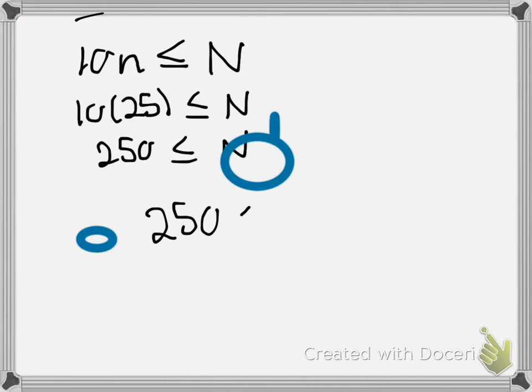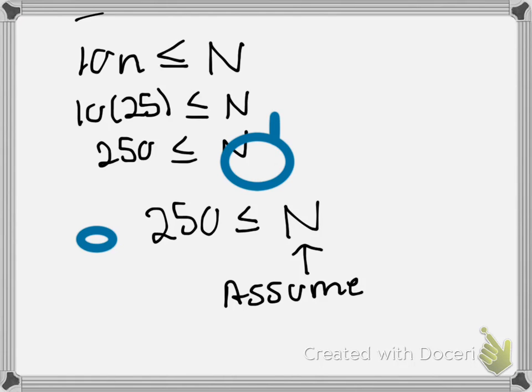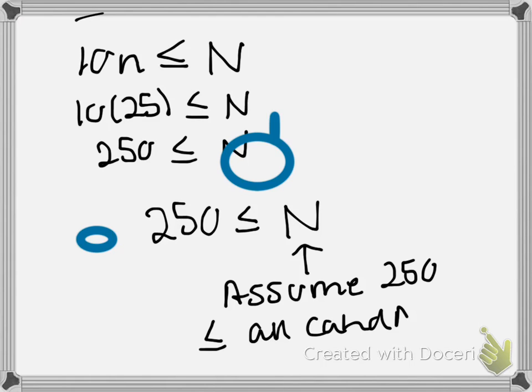250 is less than or equal to capital N. Since we're not given that capital letter N, we have to take an assumption here. We have to assume that 250 is less than or equal to all candies in a large machine. All right, so we've answered part B. We have our standard deviation and we have our 10% condition.